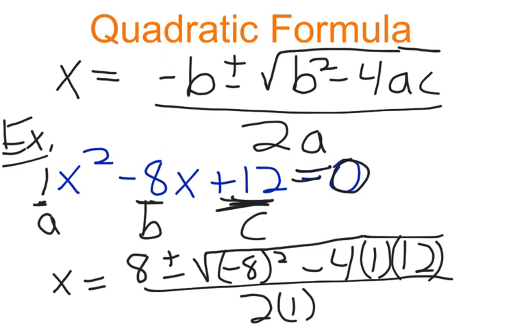So I'm going to simplify my square root. I have an exponent in there, and I have multiplication. So I'm going to do the exponent first, and then my multiplication, and then I'm going to subtract. So I'm following PEMDAS.